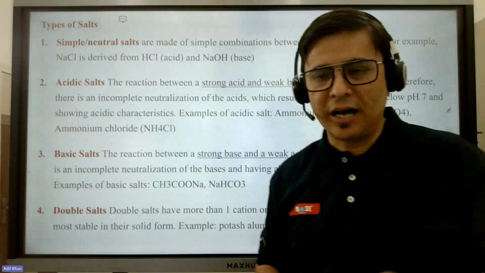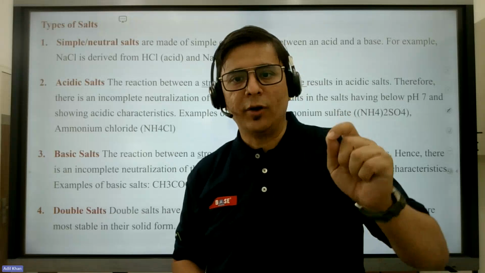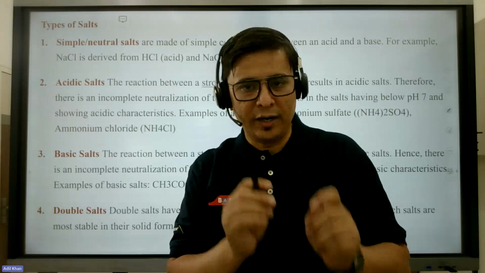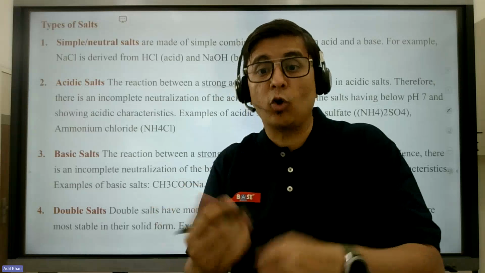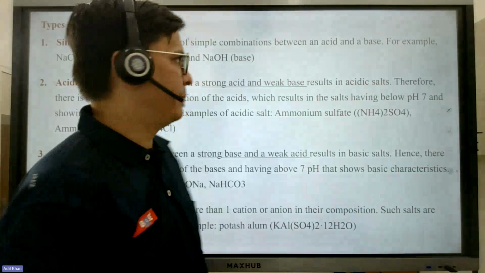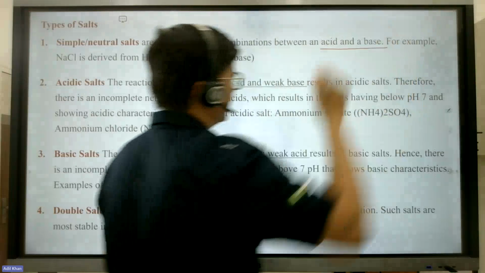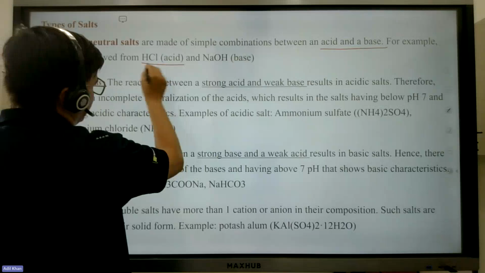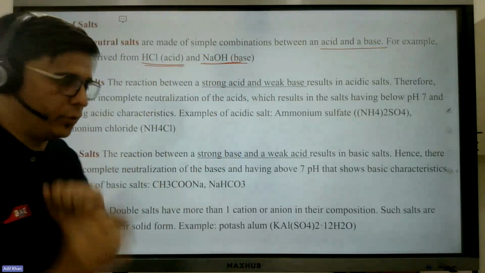Simple or neutral salts are those salts which are neither acidic nor basic. You just remember that they contain one type of cation and one type of anion, and neither H plus is more nor OH minus is more. Moreover, they are made up of a strong acid and a strong base. So that is a better explanation for you. For example, NaCl is made up of a strong acid like HCl and a strong base like NaOH. So they are the salt between strong acid and strong base.